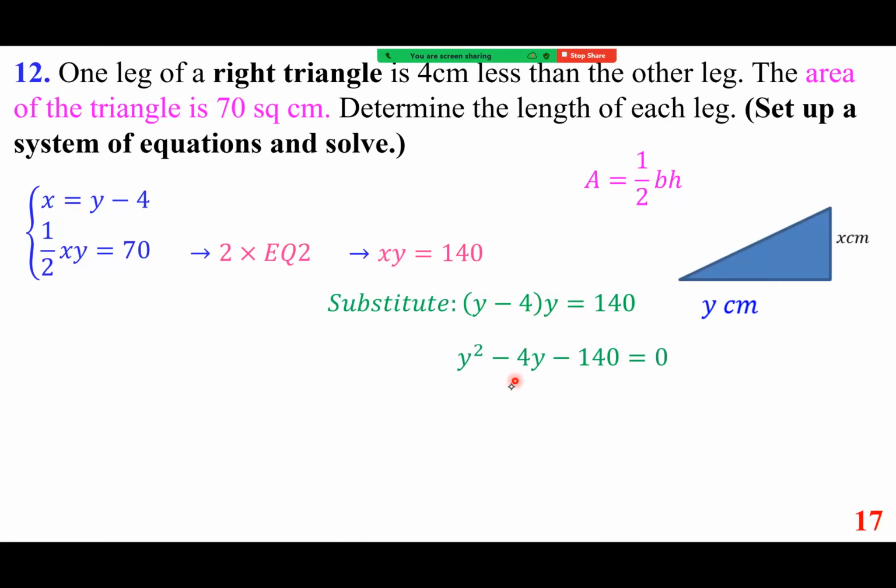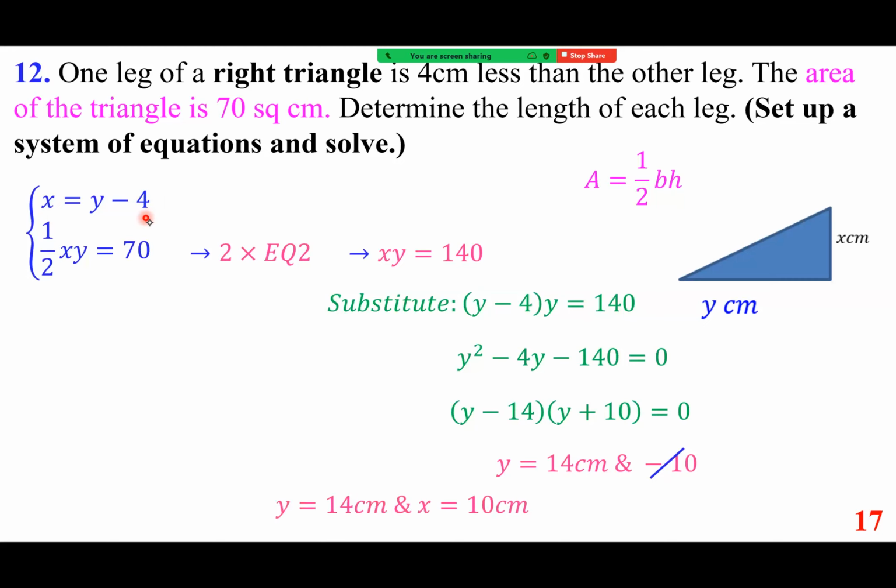I want two numbers whose product is -140 and whose sum is -4: -14 and +10. This tells me Y is 14. This tells me Y is -10. As you know, sides, dimensions can't be negative, so -10 is out. So Y must be 14. What is X? 14 minus 4 equals 10 centimeters. Is this right? Well, what is the area? This number times this number times 1/2. Is that equal to 70? Yes, we just checked. So we have the dimensions. I hope everybody is comfortable with that.